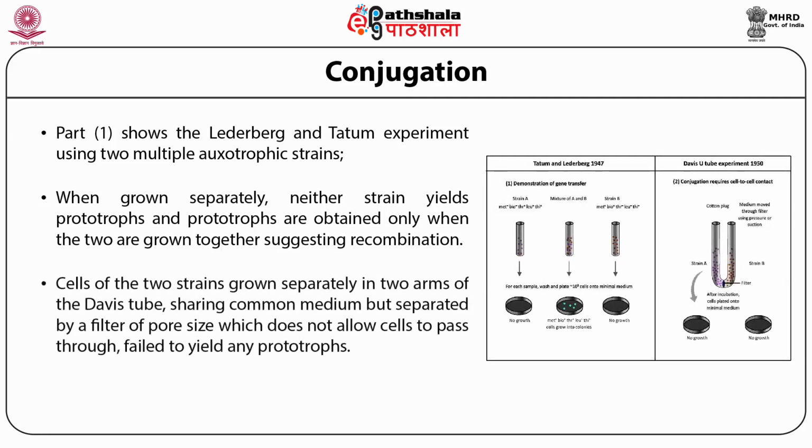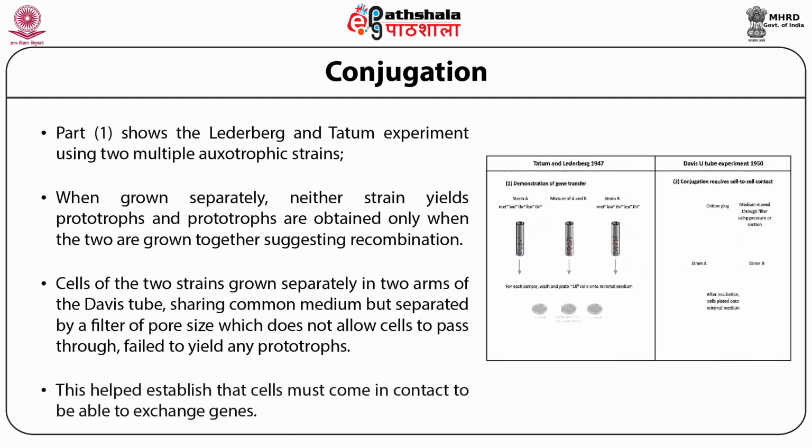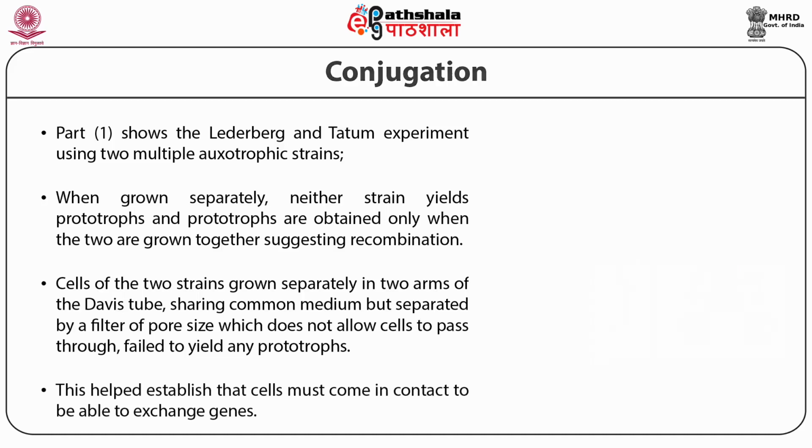Davis, using his U-tube with a filter, showed that though the two arms of the tube contained the two auxotrophs, because they were prevented from coming in contact with each other, they did not give rise to any prototrophs, establishing the fact that they must come in contact to be able to exchange genes.